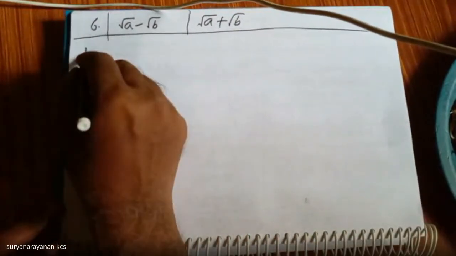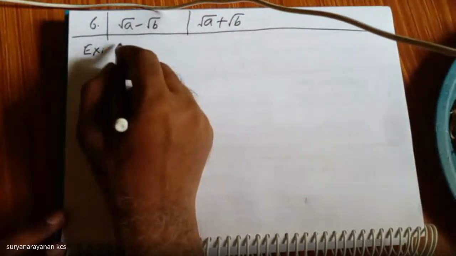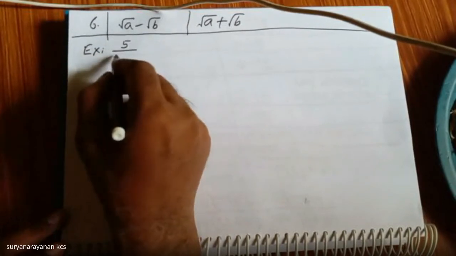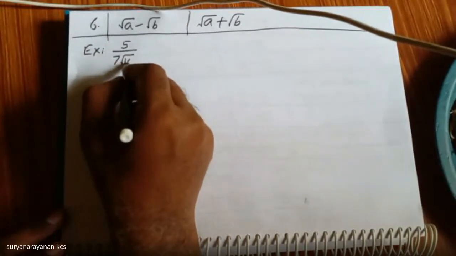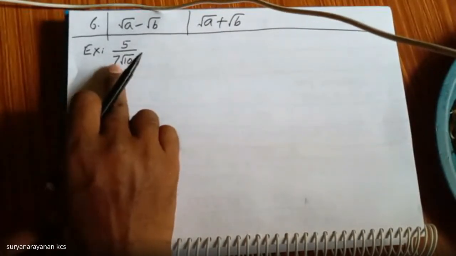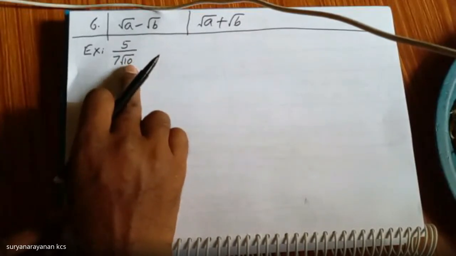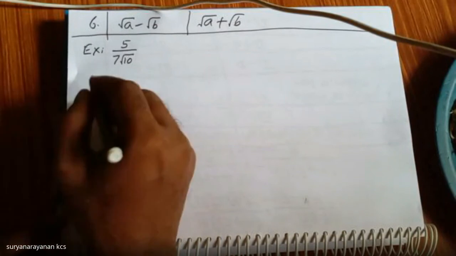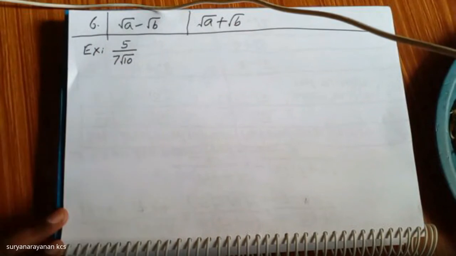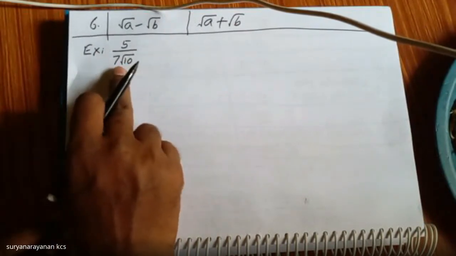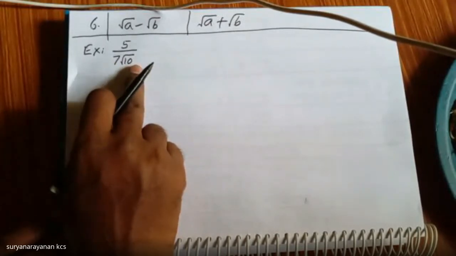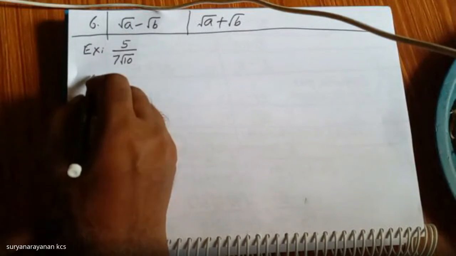Now we'll explain one example: 5 by 7 root 10. If you observe the denominator, it is in the form of n root a. So we are rationalizing the denominator, because 7 root 10 is an irrational number. There is an irrational number in the denominator, and we are making it a rational number.